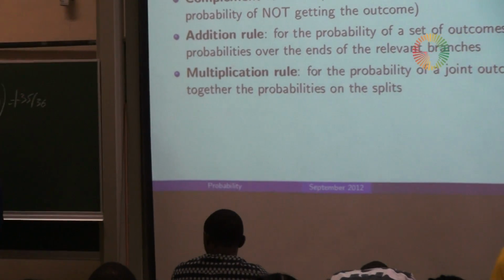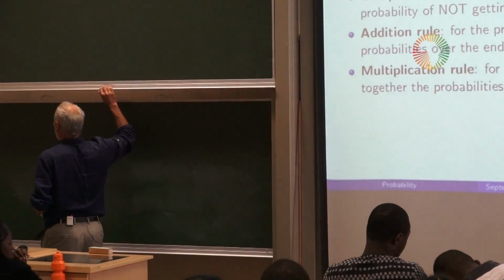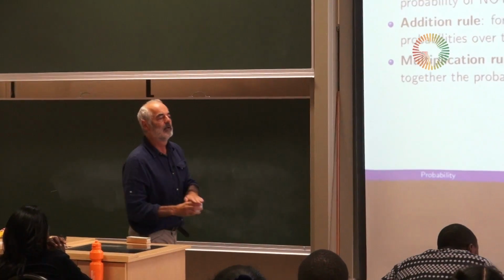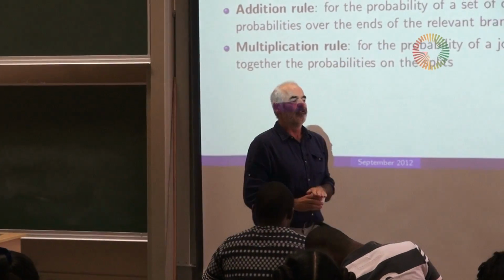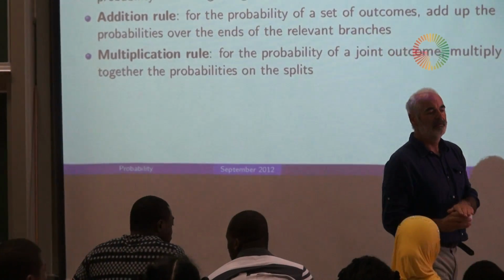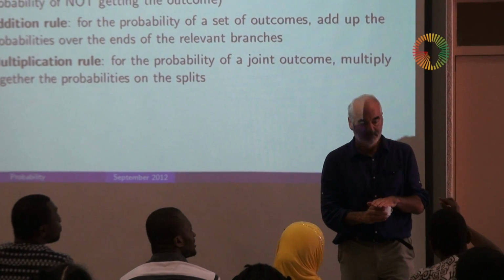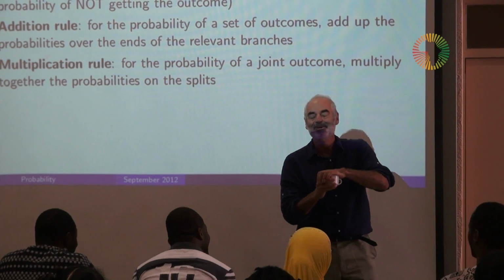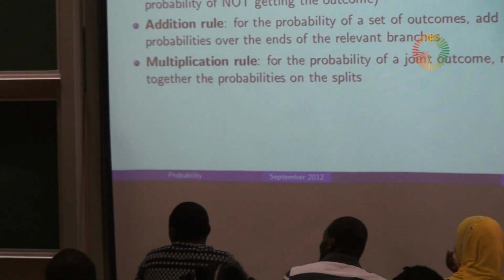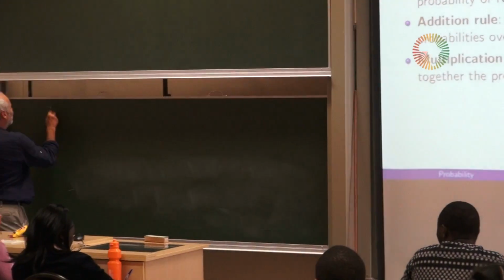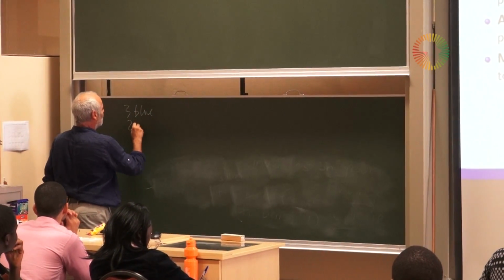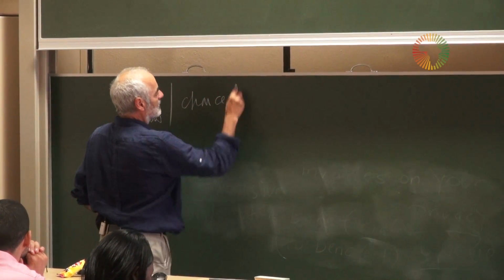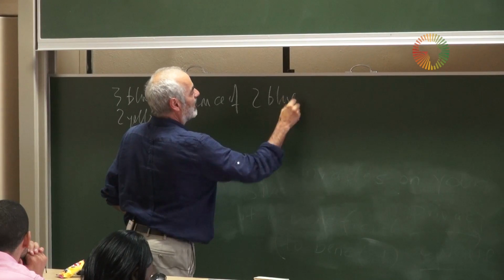Okay, so let's do that up here. There's 3 blue and 2 yellow. So what's the chance of picking 2 blue? Did they fall out? Oh, that's not very good. 3 blue and 2 yellow, let's write that down. And what I want to know is the chance of 2 blue, picking a pair of blue ones.